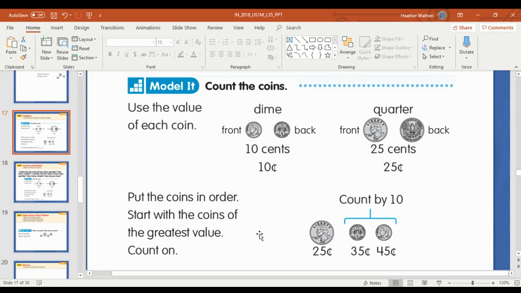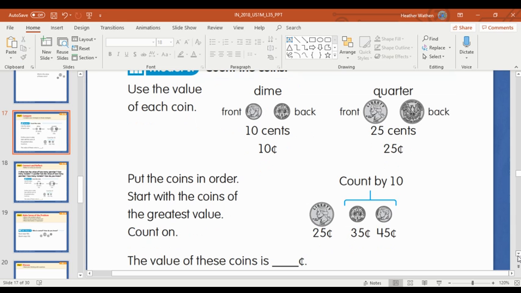So again, I just want to show you this. This is the dime front and this is the dime back. And a dime is worth 10 cents. And I can write it in words like that, or I can write 10 with that little C and line through it to mean cents too. We also talked about the quarter. This is the front of the quarter. This is the back of the quarter. It is worth 25 cents. And again, I can write it in words or I can write it with the C with the line through it.